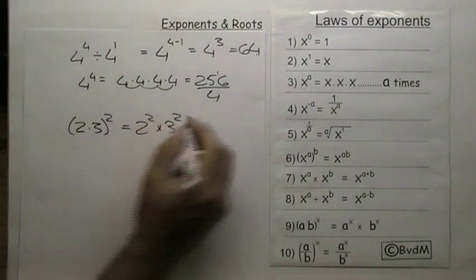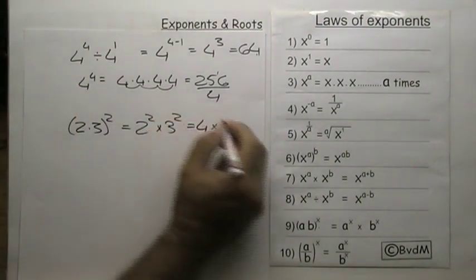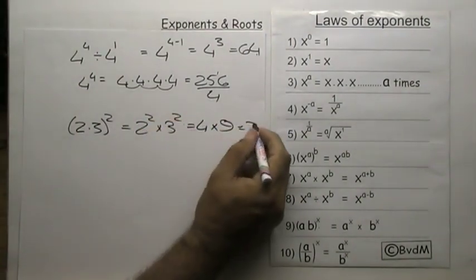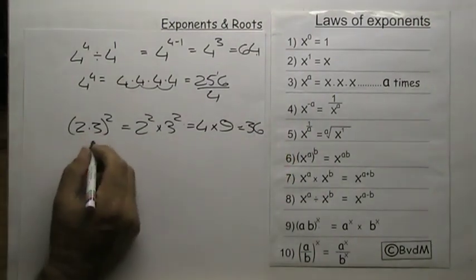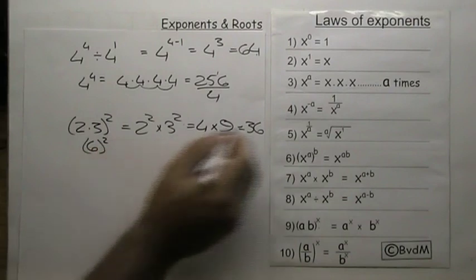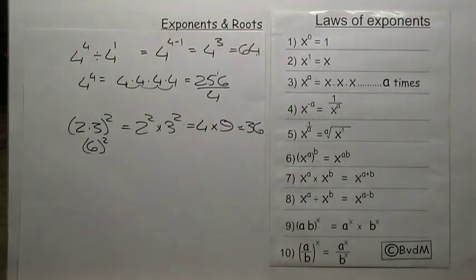Now, 2 times 3 squared becomes 2 squared times 3 squared according to law number 9. So, 2 squared is 4 times 9, and 4 times 9 is 36. Let's see if it's true. What is 2 times 3? It is 6. 6 squared is 36.